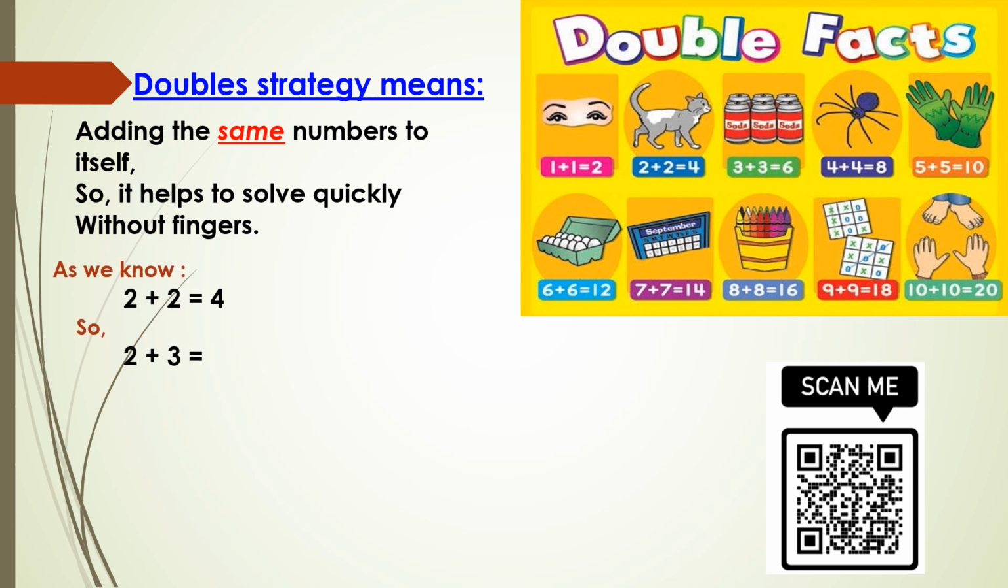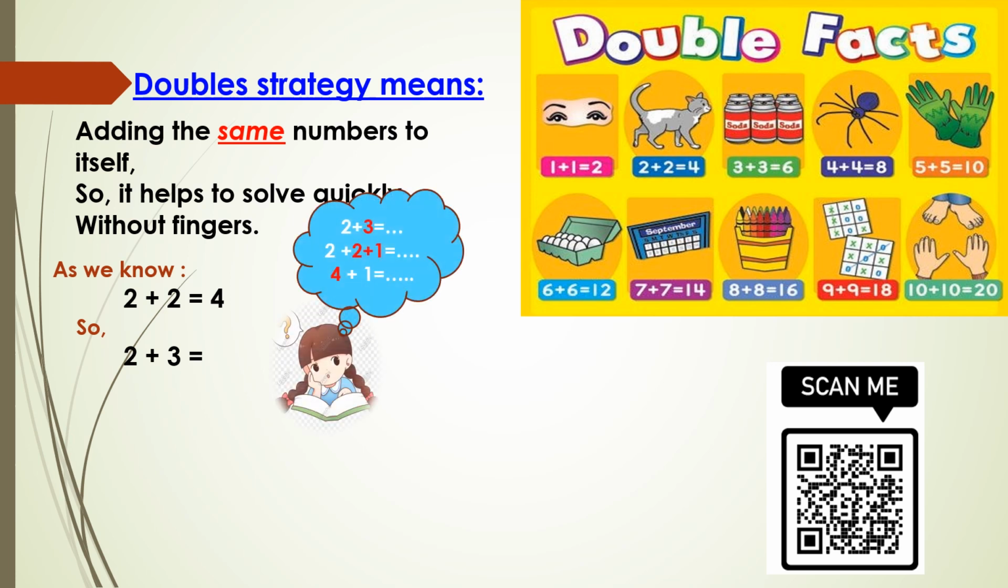Now let's solve the following example using the doubles strategy. As we know that 2 plus 2 equals 4. It's adding doubles. So how to solve 2 plus 3 using the doubles strategy? Let's think together.